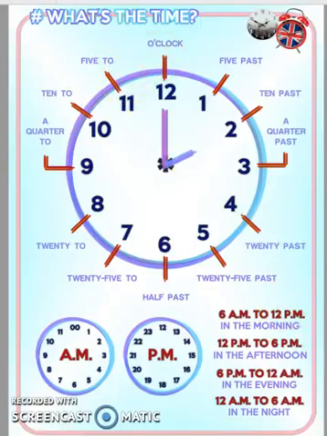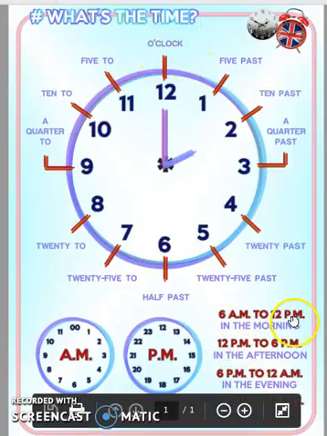So one more quick review. A clock means exactly the hour. 5 past, 10 past, a quarter past, 20 past, 25 past, half past, 25 to, 20 to, a quarter to, 10 to, 5 to, and the cycle begins again.